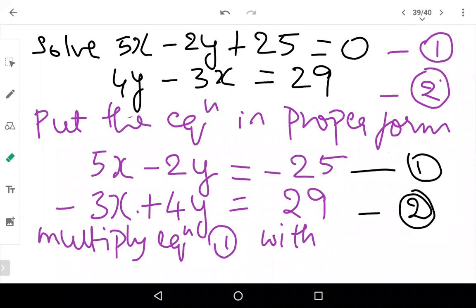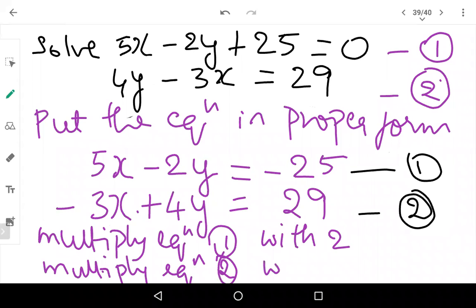Did you all understand? Yeah. So multiply equation 1 with 2 and multiply equation 2 with 1.